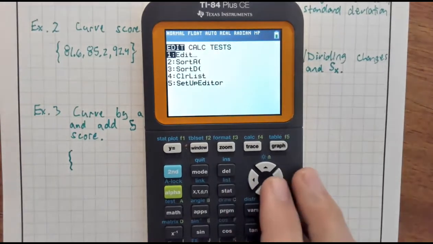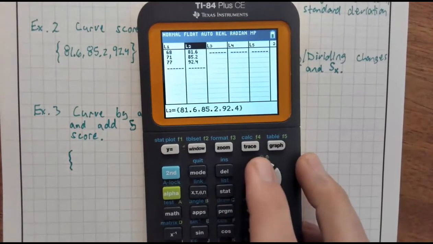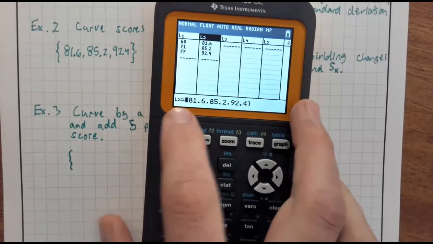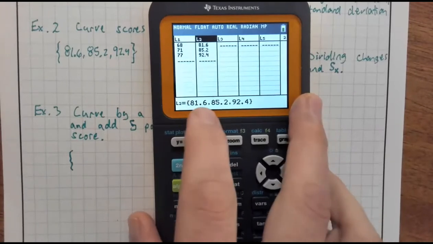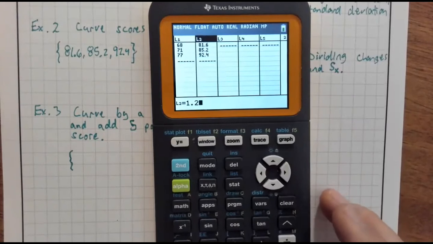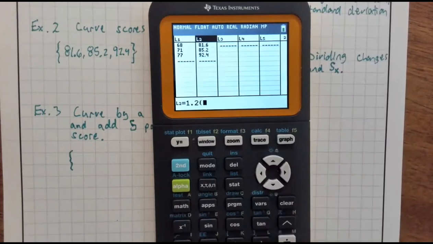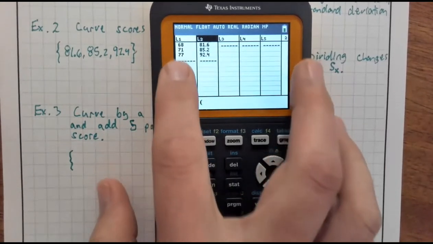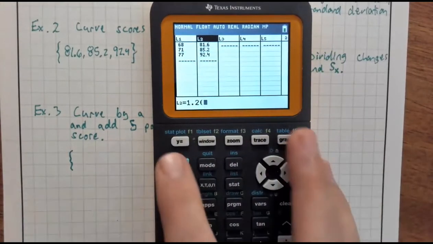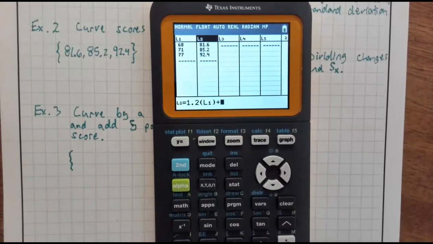So I'll go to stats, go to edit, scroll up to list number 2, hit enter, and here's where my formula is going to go. Now we're going to follow order of operations. We want to do 1.2 times every original data value. So I'm doing 1.2 times list number 1, and then I'll add 5 points to each score. Hit enter, and here's what we get.